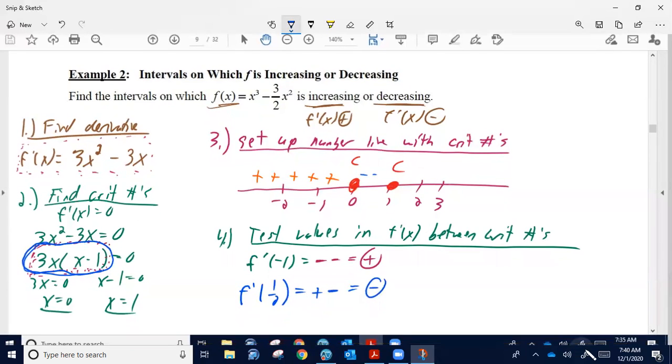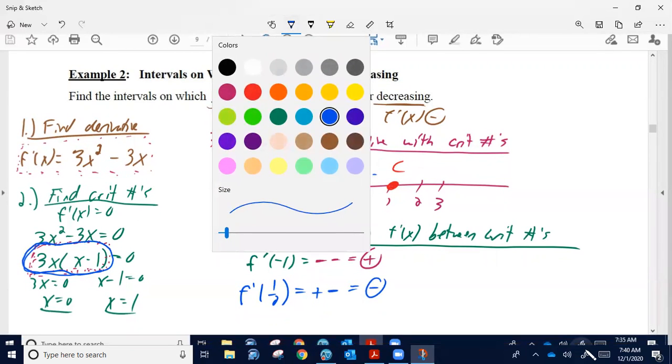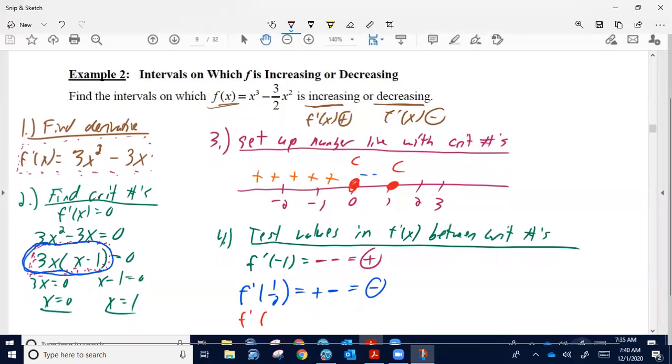And then if I plug in something after 1, I'll plug in maybe f prime of 2. Again, do not use 0 or 1. That means the derivative is 0. That's a critical number. Plug in something after it, though, like 2. If I put it in the derivative here, 3 times 2 is a positive number. 2 minus 1 is a positive number. That's a positive. And there's our intervals.